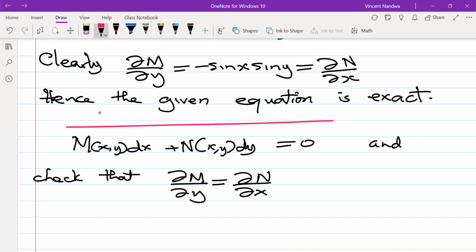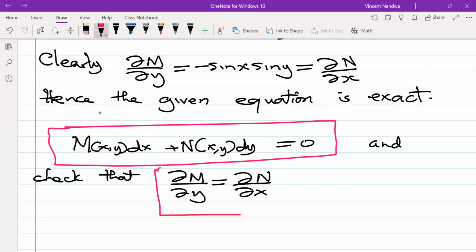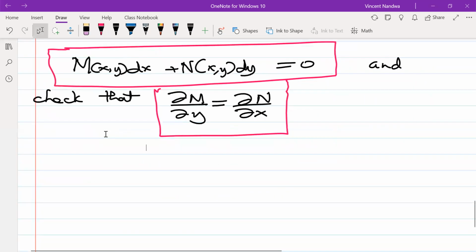Once the equation is in this form, identify your M, identify your N, and then check that when you differentiate partially M with respect to y, it's the same as partial N partial x. So if that is true, then the given equation is exact. Now, I'll briefly go through the steps on how to solve exact differential equations.